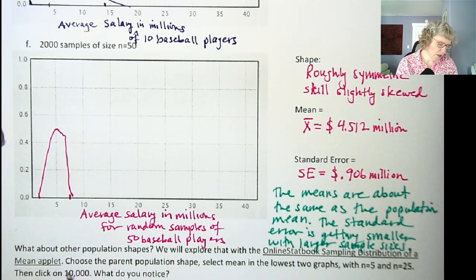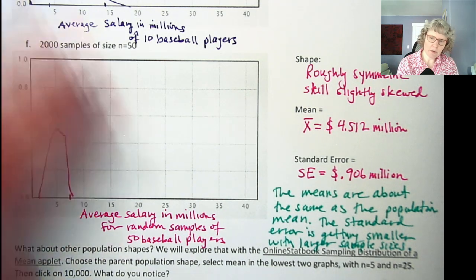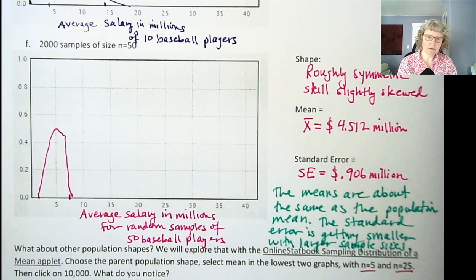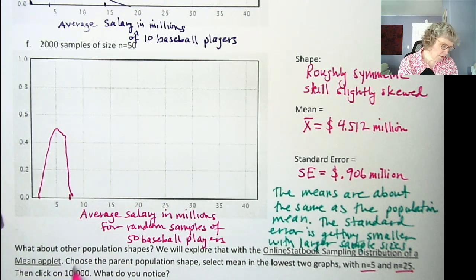What we're going to do is choose the parent population shape. Sometimes the population is called the parent population. Then we're going to select mean, because we are studying means here. And then we're going to compare size n equals 5 and n equals 25. They have a 10,000 button, so they don't have a 2,000 button. Let's go over there and I'll show you.